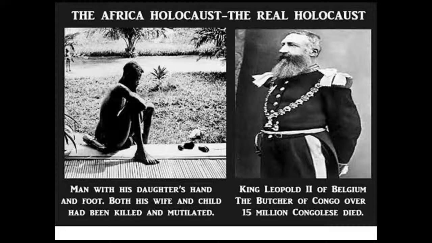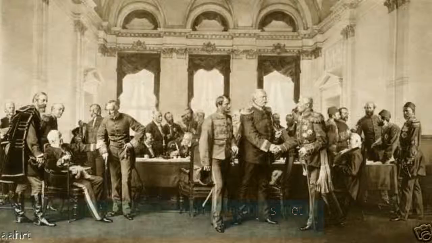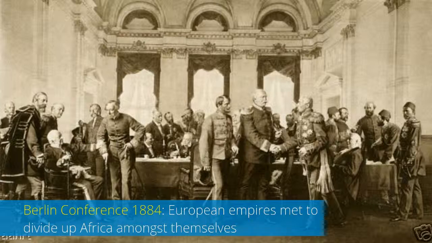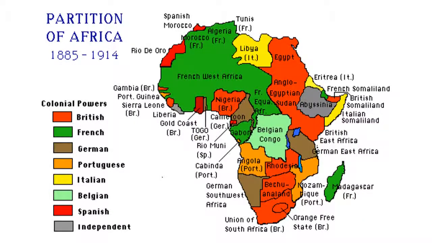As King Leopold grew wealthy from the rubber industry, other European empires also wanted to colonize Africa and get in on it. In 1884, the great European nations met in Berlin, Germany, at the Berlin Conference. Here they negotiated the carving up of the continent of Africa amongst themselves, and the scramble for Africa began.